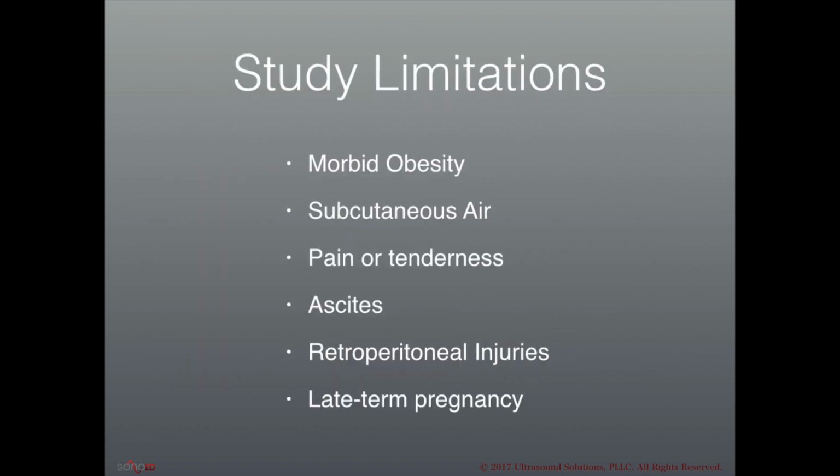There are a few things that may limit your ability to perform the FAST exam. A morbidly obese patient could be hard to get adequate views on. Subcutaneous air might cause an artifact, and pain and tenderness over the site might limit your ability to place the probe on the patient. Pre-existing ascites can also complicate the picture as we discussed, and remember that retroperitoneal injuries or hemorrhage are difficult to pick up with ultrasound. And finally, late-term pregnancy may also present a challenge.